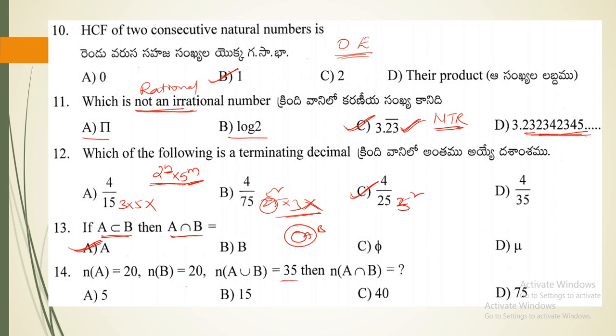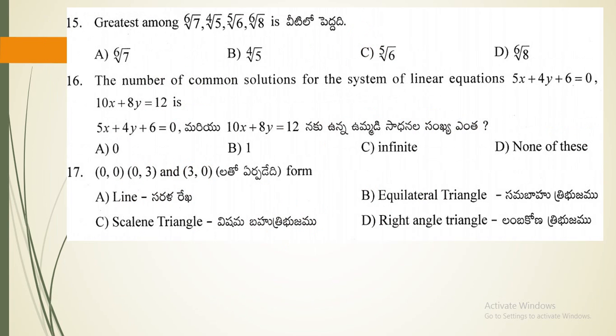Next, n of A is equal to 20, n of B is equal to 20, n of A union B is equal to 35. So n of A intersection B is asked. What is the formula of n of A intersection B? Simply we can write n of A plus n of B minus n of A union B, right? On substituting the values, 20 plus 20 minus 35, so 40 minus 35 is nothing but 5. So the answer is 5.